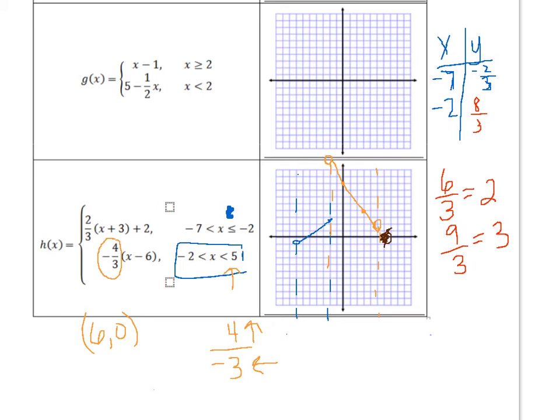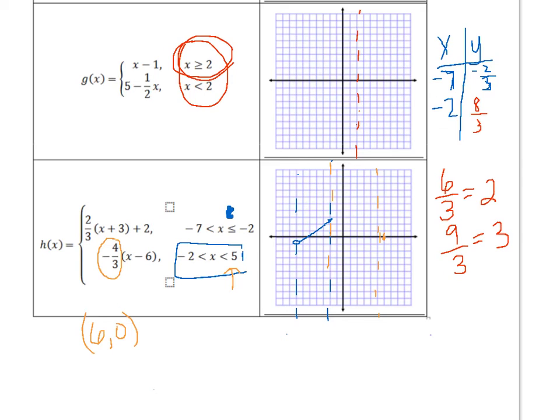Okay, hopefully I can focus now on g of x. G of x, I see the boundary line is going to be at x equals 2, so I'm going to think about my dashed line here. I know that the top function rule corresponds to all the values where x is greater than or equal to 2, so I'm talking about this part over here. And when I look at this, I know it has a positive slope, so I've got something that's going to look like this on this side of the line.